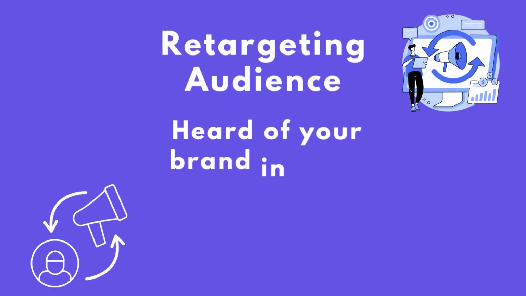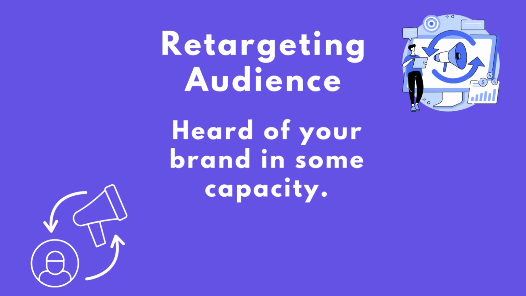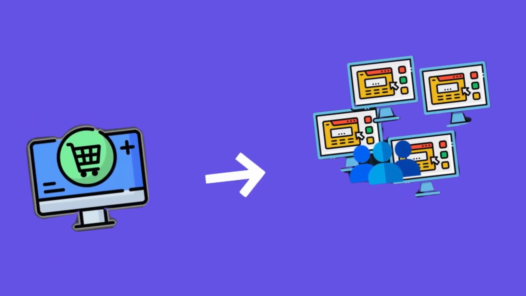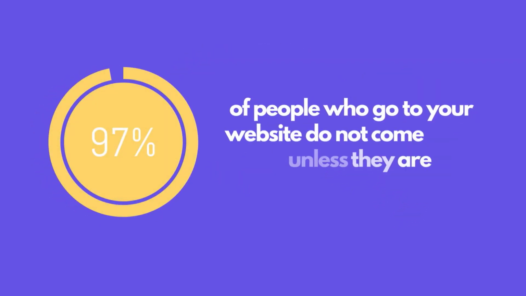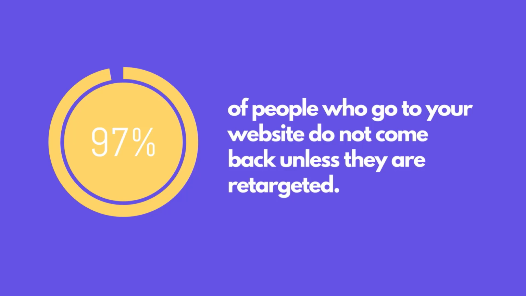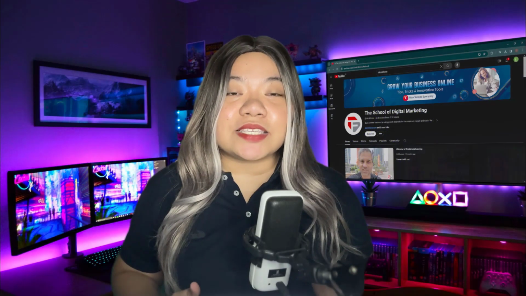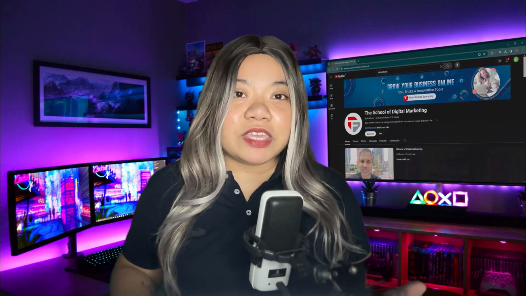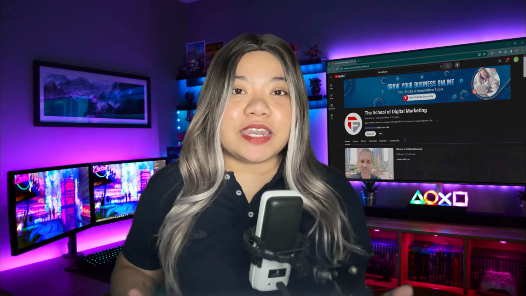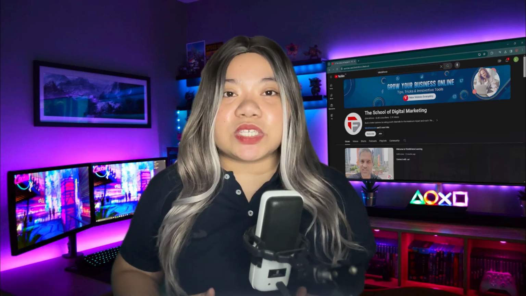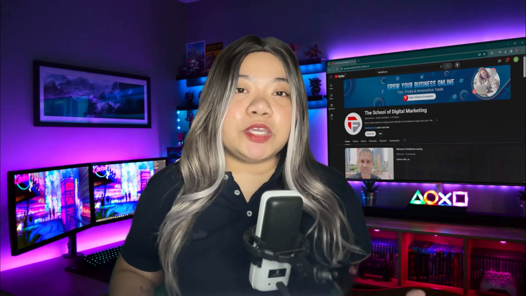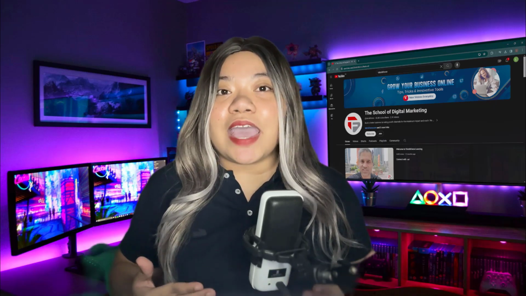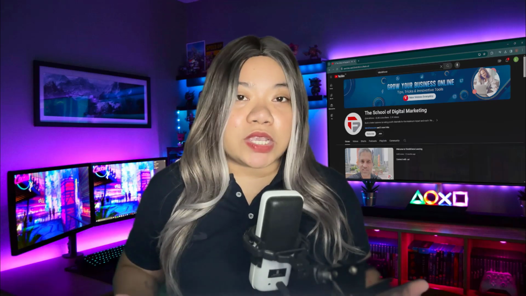And then a retargeting audience is an audience that has already heard of your brand in some capacity, like your Facebook engagement or website traffic, that you're showing ads in order to get them to convert. 97% of people who go to your website do not come back unless they're retargeted. In most cases, especially with small businesses, you can't show an ad to someone one time and then expect them to purchase. They need to see your ad several times and be retargeted to get back to your site. You will usually see the highest amount of sales at the lowest cost per sale from a retargeting audience.